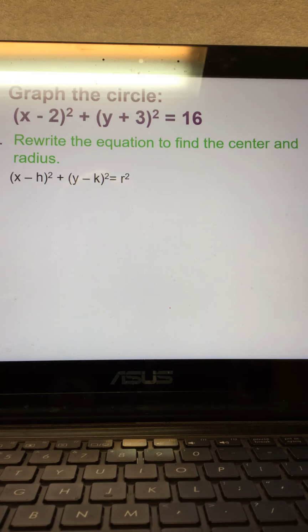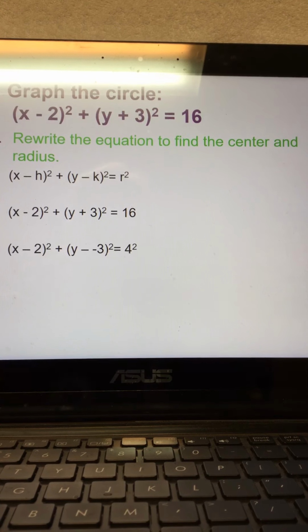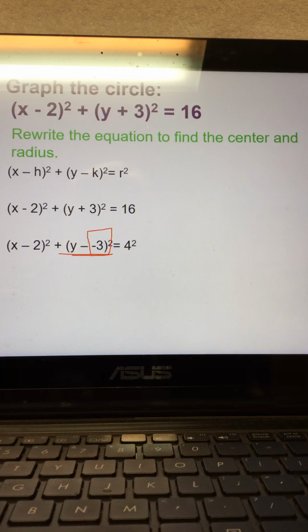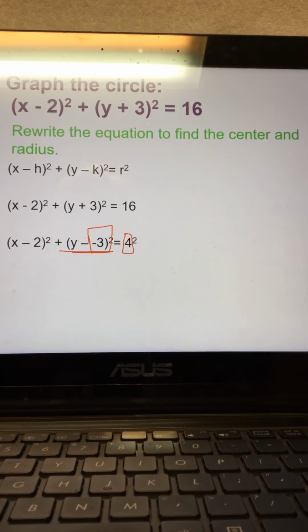So that equation, (x minus h) squared plus (y minus k) squared equals r squared, that's where we're headed. So our equation originally was this. We're going to rethink about this middle part right here as minus a negative 3 because that's the number that's important, and we're thinking about 16 as what did I square to get 16, and that was the number 4.